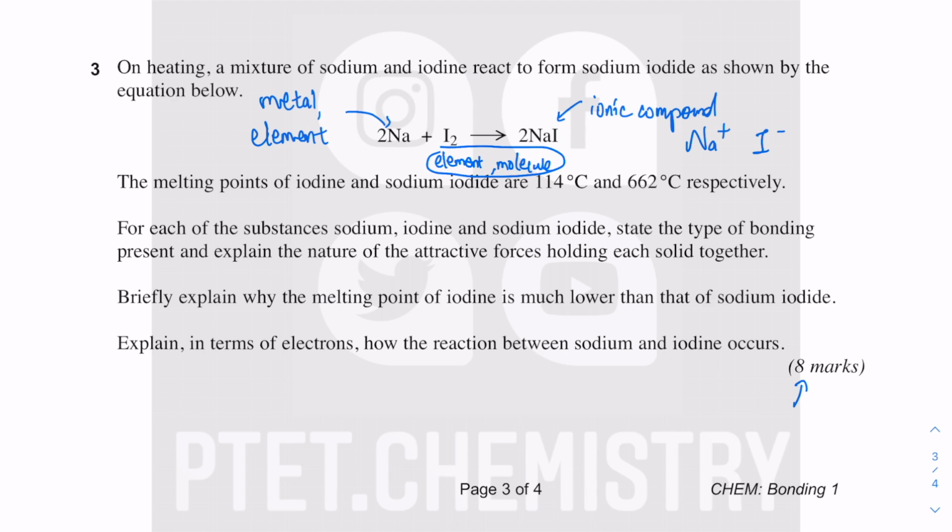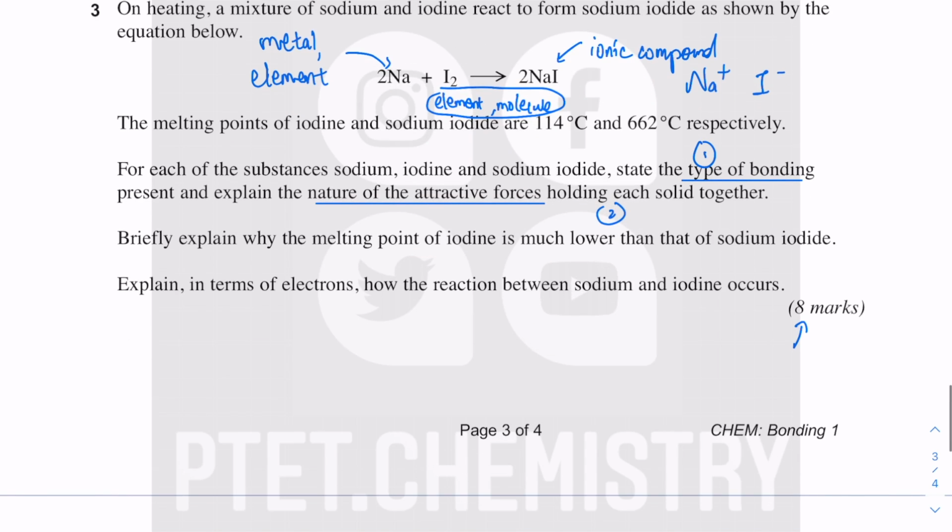Okay, so state the type of bonding present, explain the nature of the attractive forces, so essentially what is holding them together and therefore what you need to break in order to react them. This is not melting or boiling, this is to do with reaction. Briefly explain why the melting point of iodine is much lower than sodium iodide. Explain also in terms of electrons. Sorry, that should be part 3, this should be part 4. So quite a lot of things to answer.